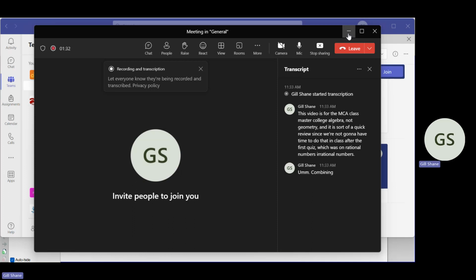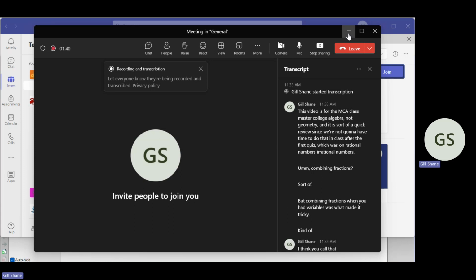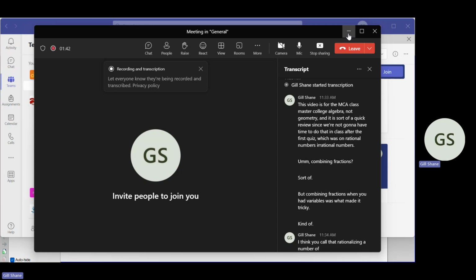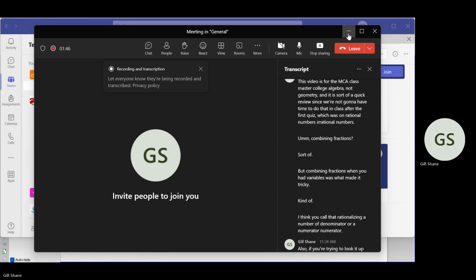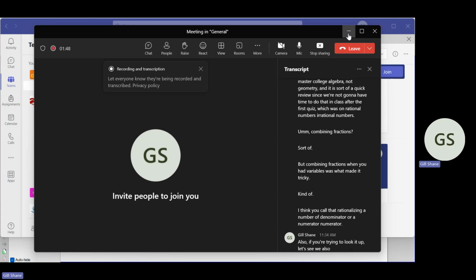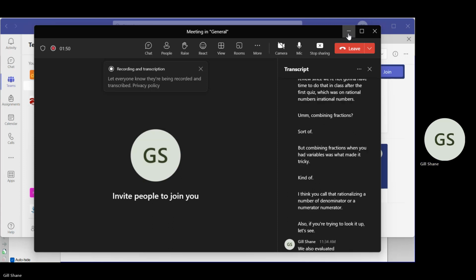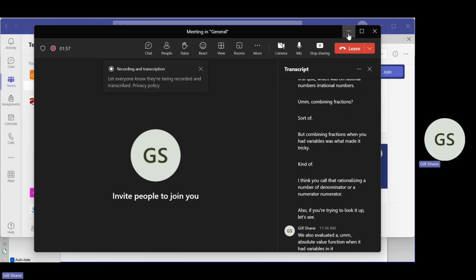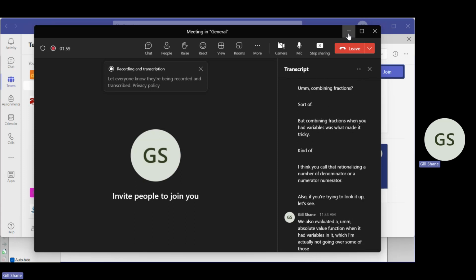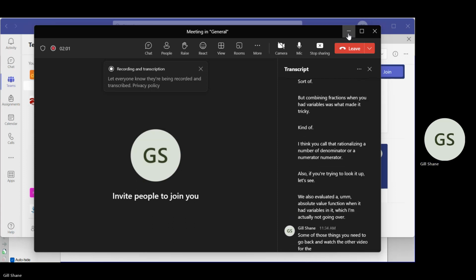combining fractions, sort of, but combining fractions when you had variables was what made it tricky. Kind of, I think you call that rationalizing a denominator, or a numerator also, if you're trying to look it up. We also evaluated an absolute value function when it had variables in it, which I'm actually not going over. You need to go back and watch the other video for those.